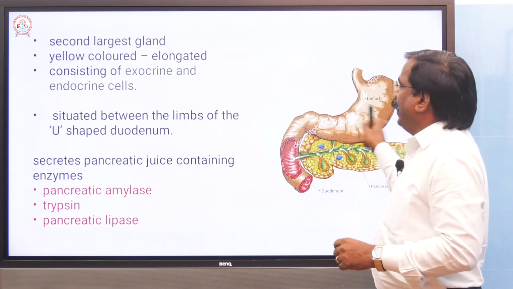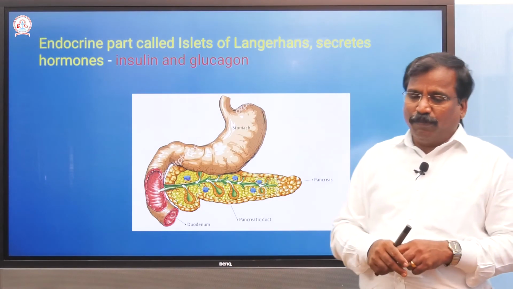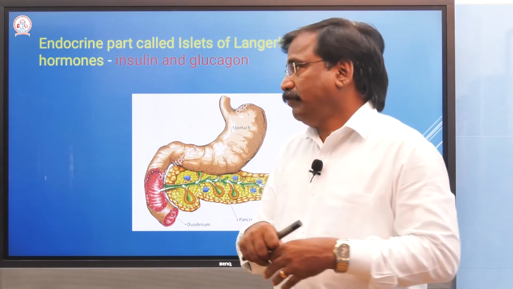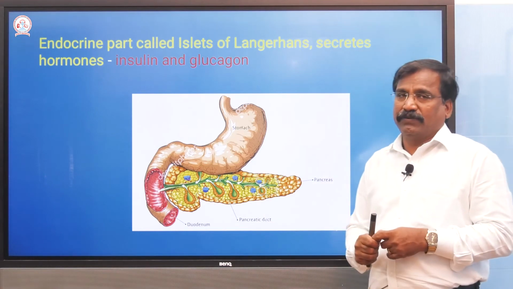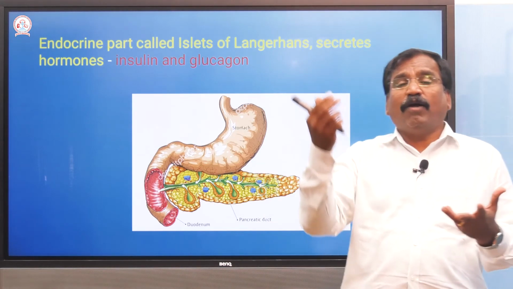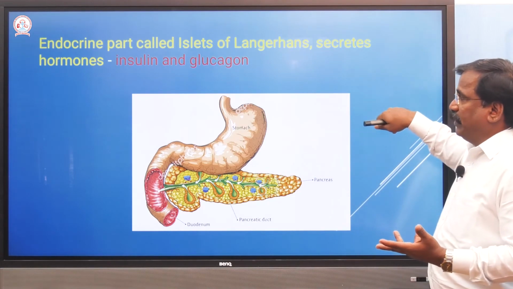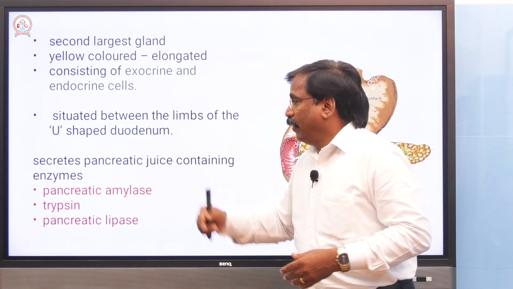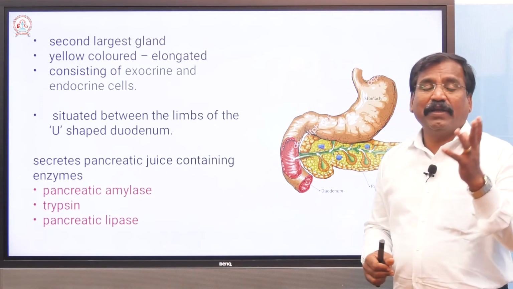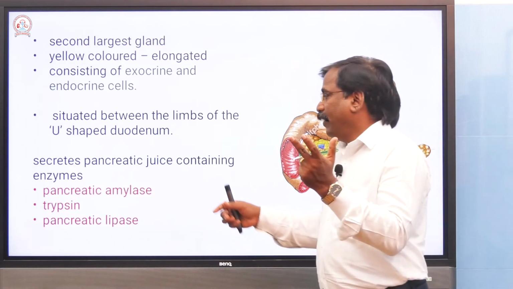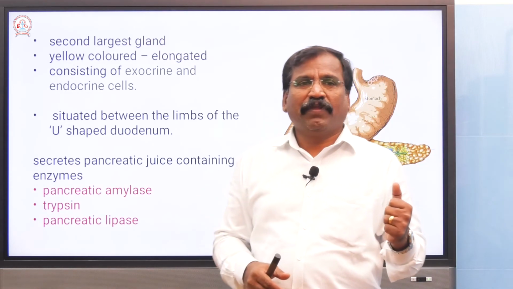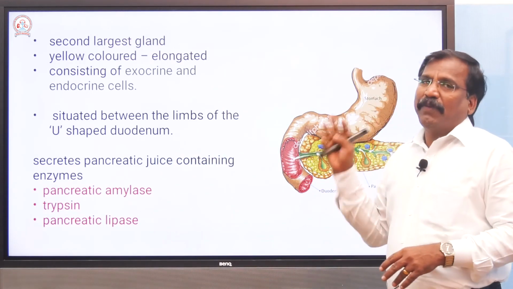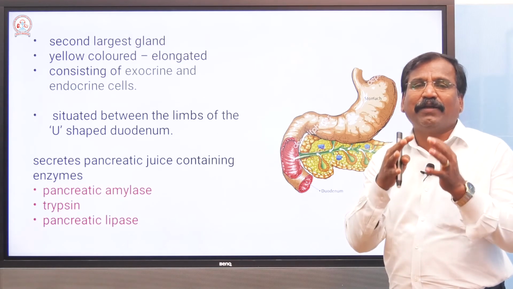So these are the enzymes produced by the exocrine pancreas. Maybe a 2 marks question: name the enzymes produced by the pancreas. Pancreatic amylase, pancreatic lipase, trypsin, chymotrypsin. The pancreas secretes the pancreatic juice.